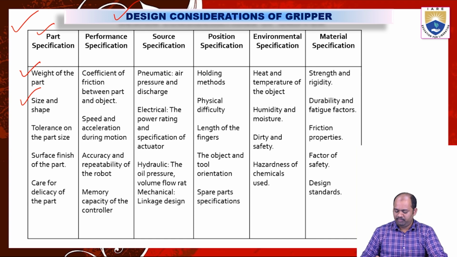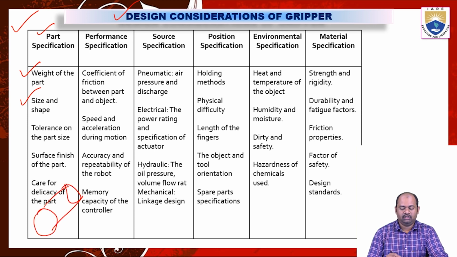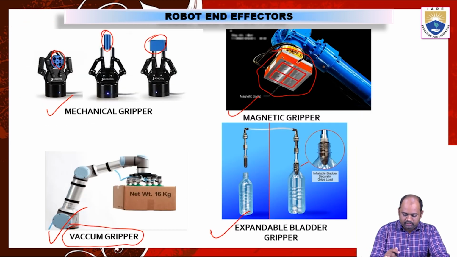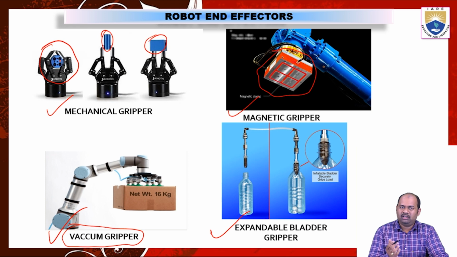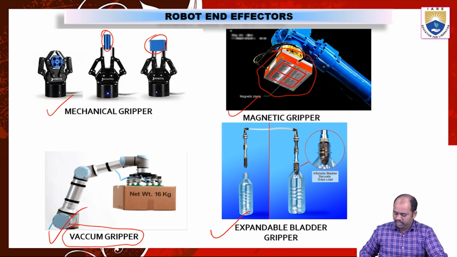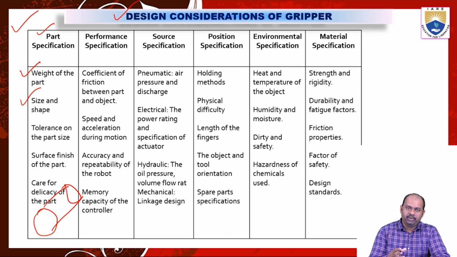Suppose if I use a gripper which is made for a cylindrical object, I cannot use it for a rectangular object. We can see in the previous slide, this mechanical gripper is used to hold a cylindrical object. The objects are cylindrical or circular. So I cannot use this for a triangular object because it cannot hold it properly. Okay, that is why the shape of the object is also very important while designing the gripper. The size and shape of the object are very important while designing the gripper.